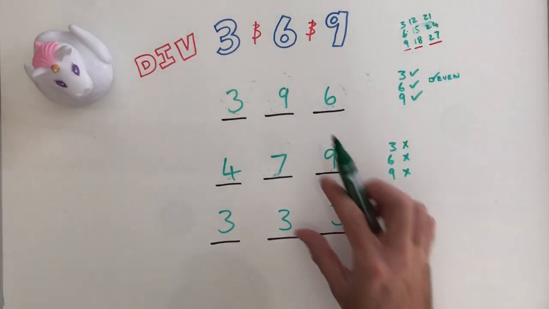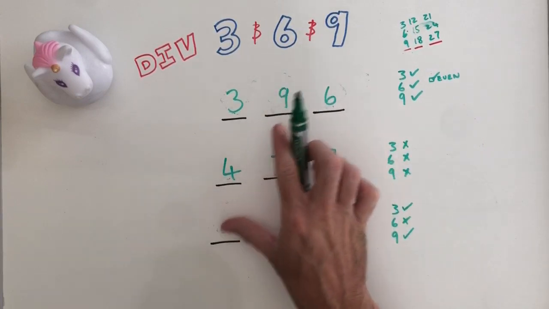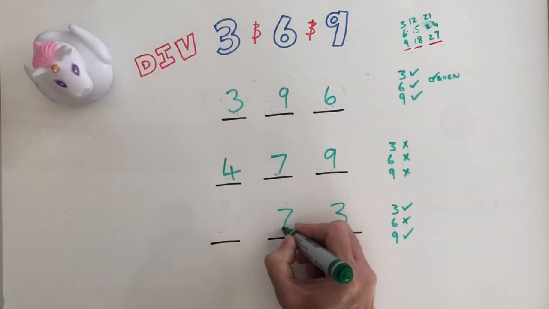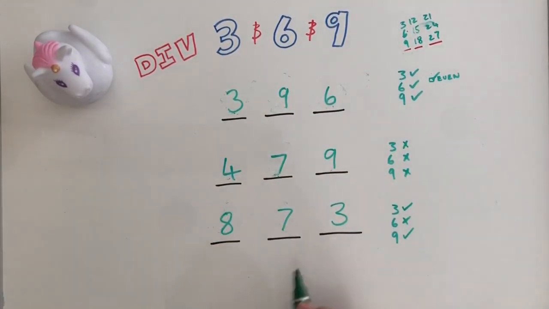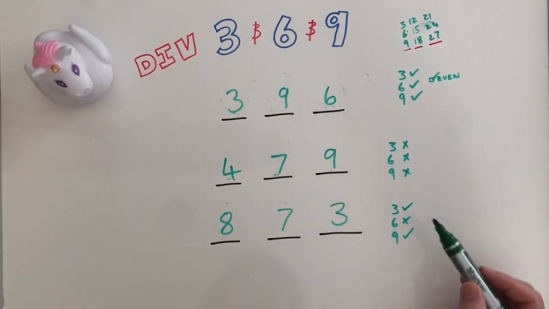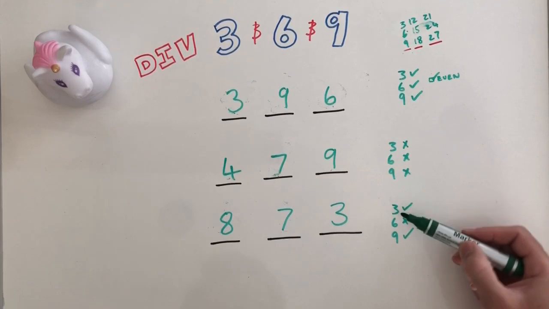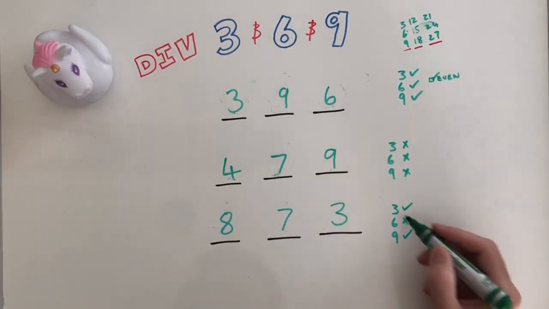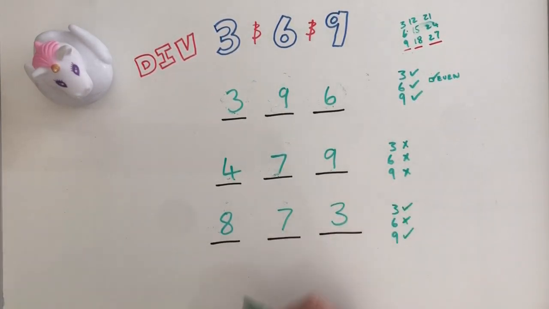If I wanted to do maybe bigger numbers, I can do a 7 and an 8, because 7 plus 3 is 10, plus 8 is 18. So I know 9 will go into it, so 3 will go into it, but 6 will not go into it because 3 is an odd number.